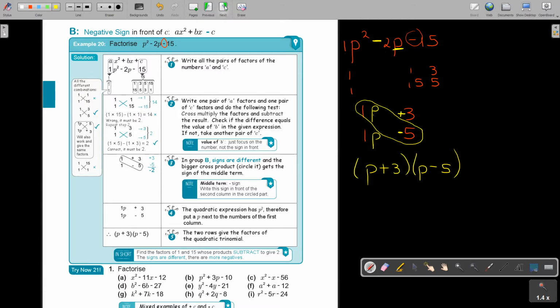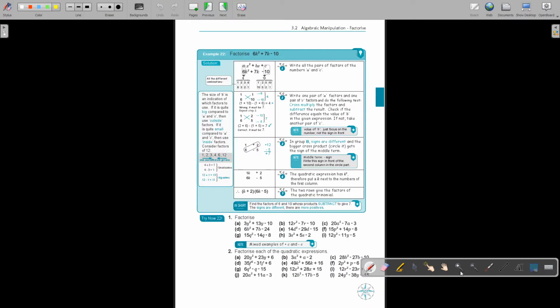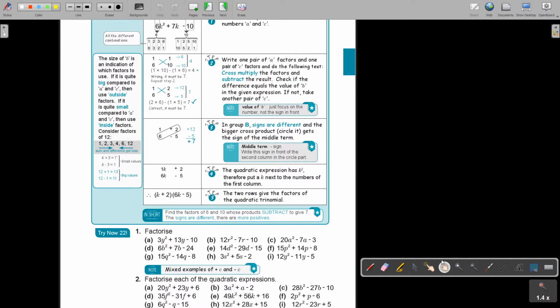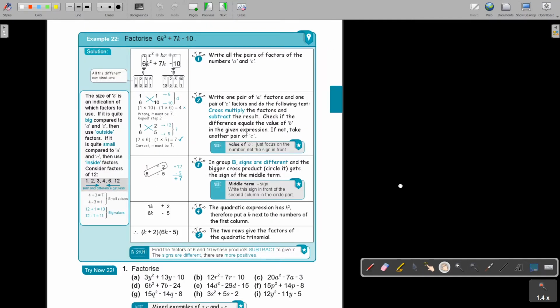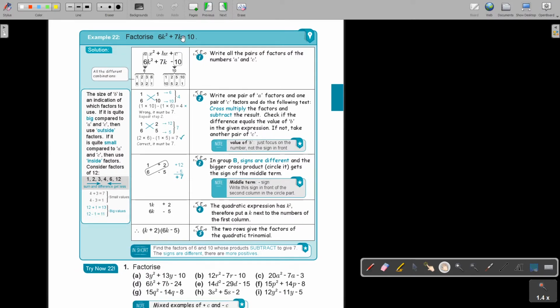Then maybe just a more difficult one, which I'm showing you here. And again, the method is exactly the same. I'm just showing you, I'm not going to do it for you. It's again group B. Look here, 6 times 2 is 12. It's 5, and 12 minus 5 will give me that, look there, 7. And then the biggest over cross product will get that positive, and that's negative. And then remember, it's k squared k, so it's k, and there's my brackets.